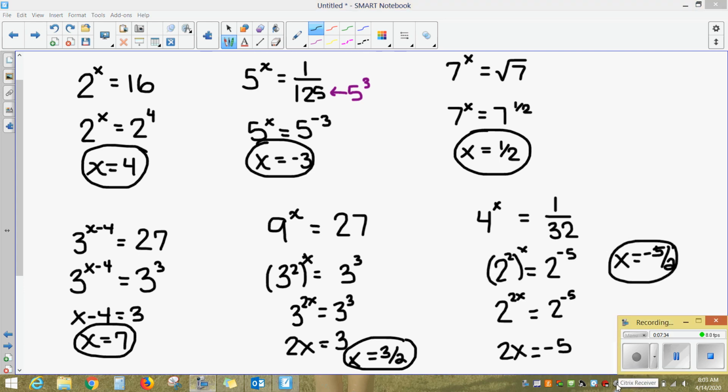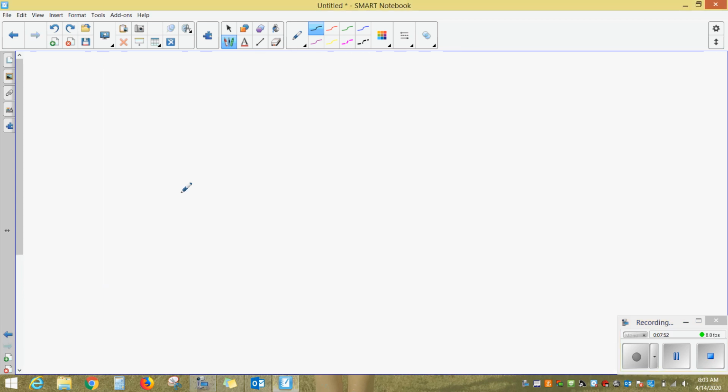Both 4 and 32 are powers of 2. 2 squared to the x is 2 to the 2x power. 32 is 2 to the 5th, and when I bring it up to the numerator, it becomes a -5 there. So we find out that x is -5/2. We're going to do one more of these, and then we'll make another video over what to do if we can't take this approach.